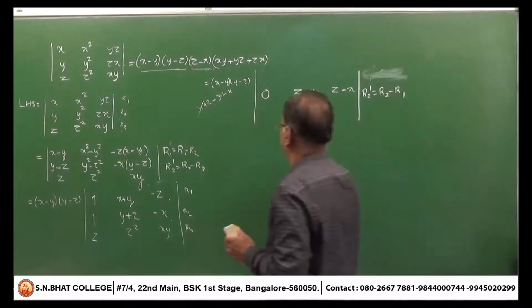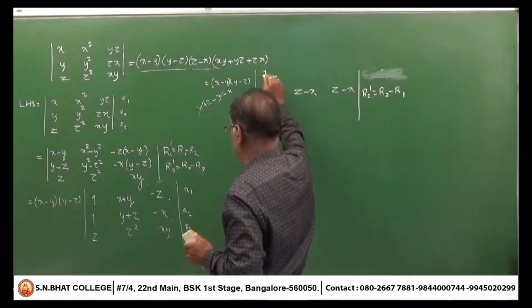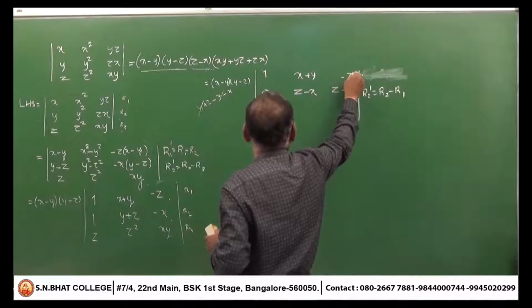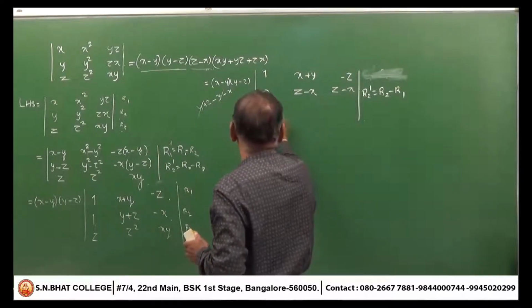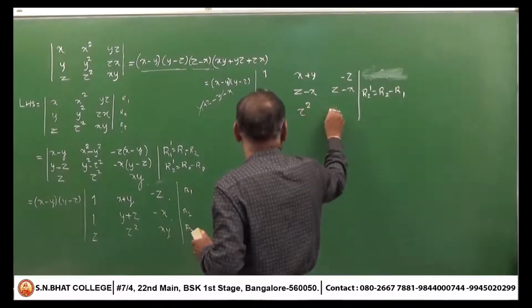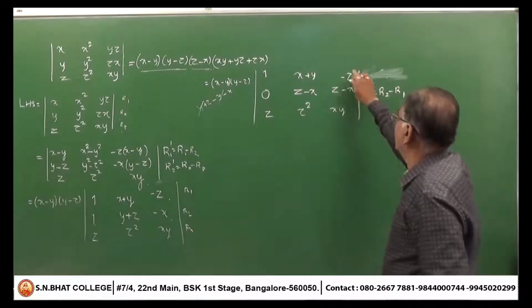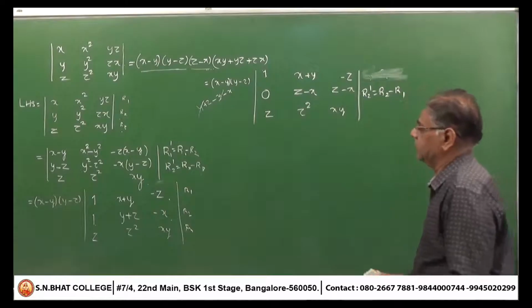Write first and third row as it is. 1, x plus y, minus z. Third row is z, z square, xy. In this step I have used only R2. Write R1 and R3 as it is.